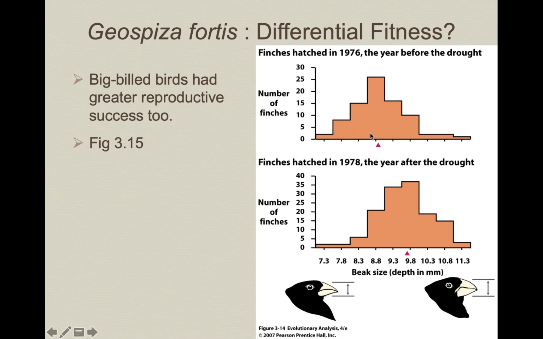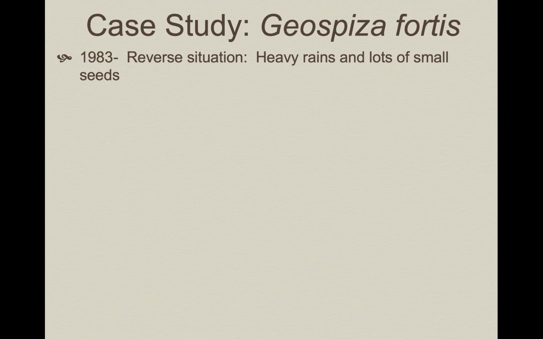And so if you look at the size of the bill of finches that hatched prior to this drought, it was much lower than the bill size of the finches that hatched afterwards. So big-billed birds survived better and they reproduced better. And when they did reproduce, they produced baby birds that also had bigger bills. So that's a clear demonstration of natural selection.